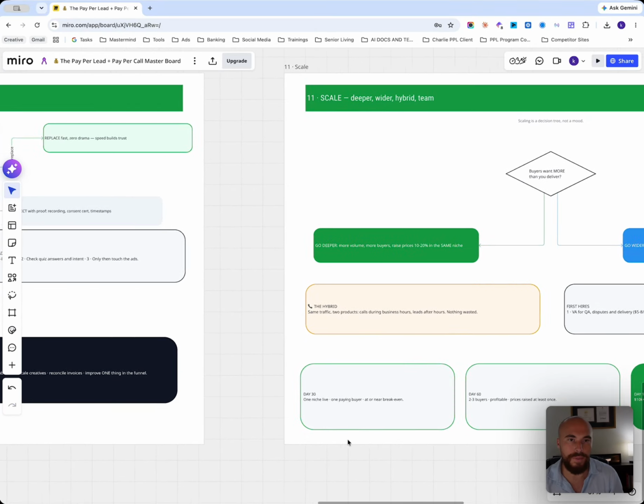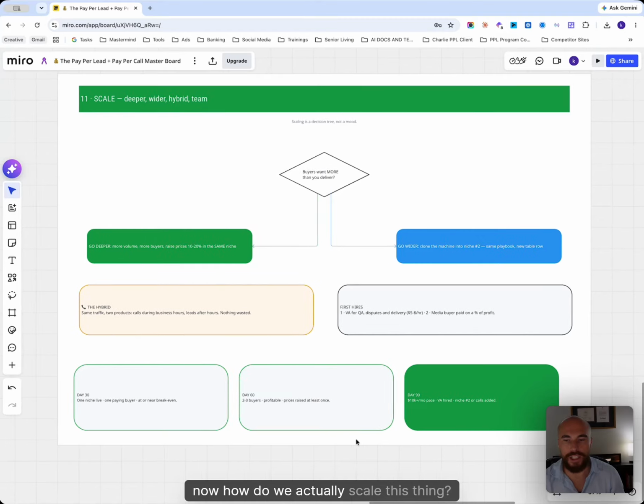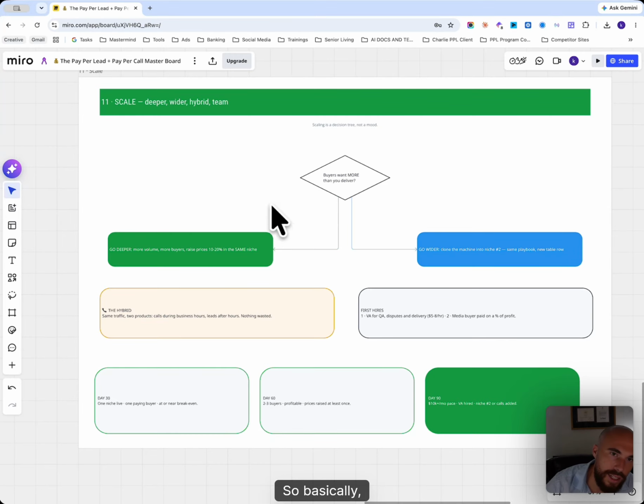So, okay, now, how do we actually scale this thing? Basically, scaling really is just a tree of decisions, okay?